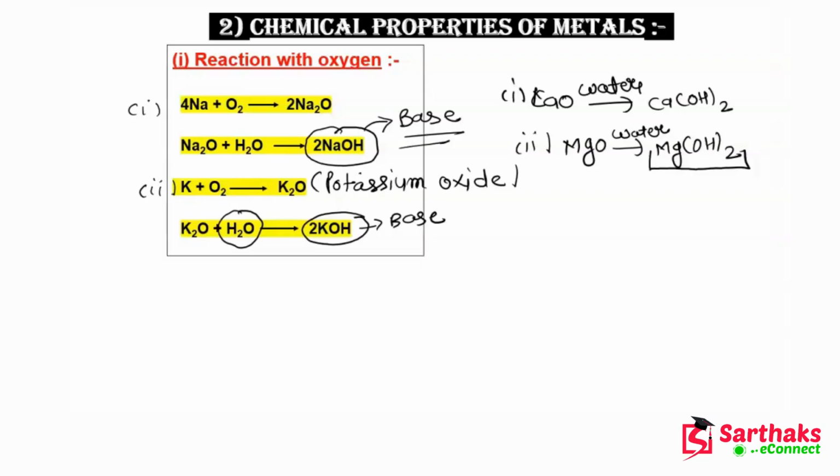But guys, there are some exceptions as well. We will talk about those exceptions on the upcoming slide, because not all metallic oxides are basic. Some show both natures. I will be telling you when they show acidic nature and when they show basic nature on the next slide. So let's move ahead.